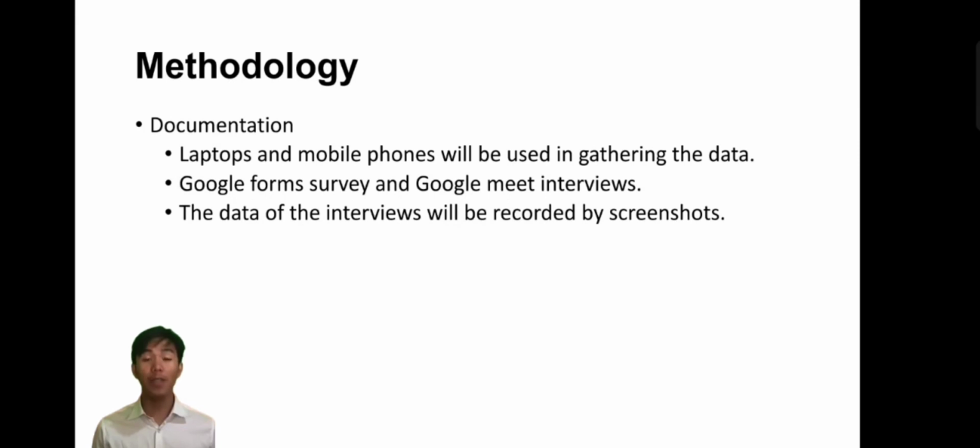Documentation. Laptops and mobile phones will be used in gathering the data. All the data will be collected through Google Form surveys and Google Meet interviews. The data and the interviews will be recorded by screenshots.